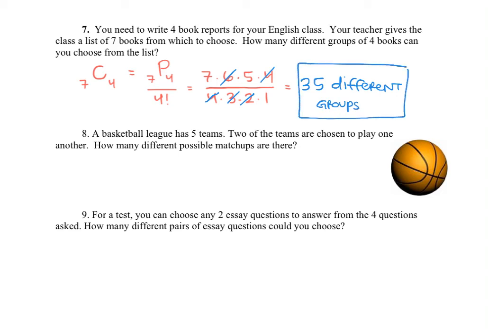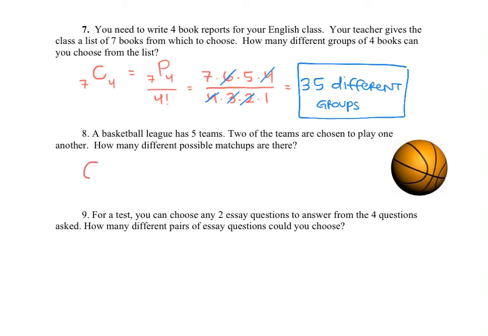Let's do another one. A basketball league has 5 teams. 2 of the teams are chosen to play one another. How many different possible matchups are there? So again, this is a combination because if I say Team A is playing Team B, that's the same as Team B playing Team A. The order does not matter.